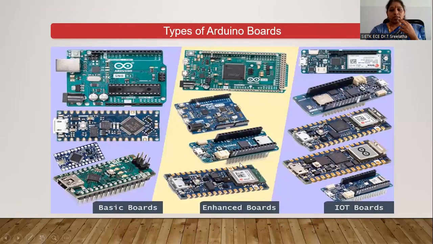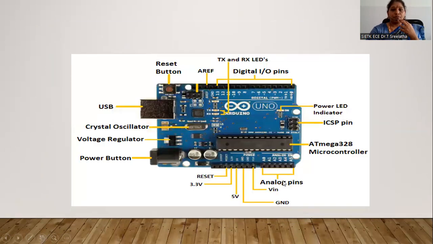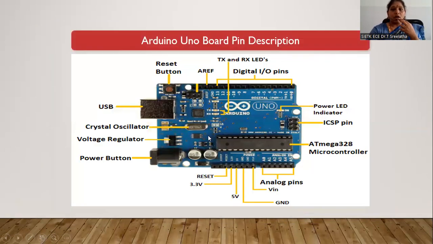And these are all, again, simple different types of our Arduino boards. So this is your basic Arduino Uno board in description. Actually, our Arduino board will consist of analog pins and digital pins. From 0 to 13 we have digital input output pins. You can use all these digital pins as input or output depending upon your application.